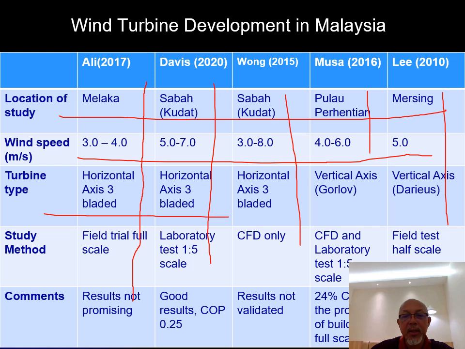So you can describe that Ali, Davis, and Wong use three-bladed horizontal axis, and Musa and Lee use vertical axis, although different Golov and Darius, and so on. So that is a better way, at least. Okay, but still it's not enough.